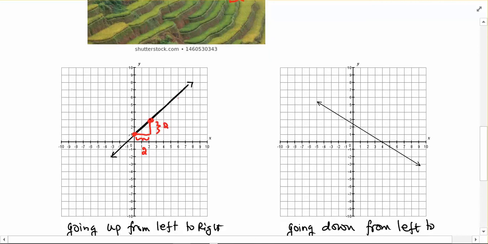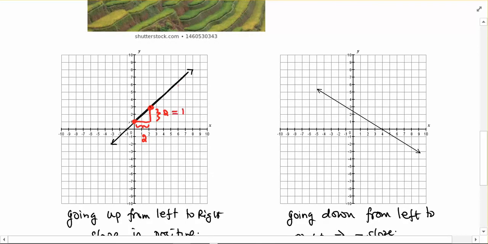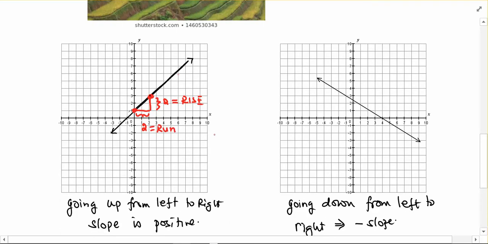a 2. So that's called the rise, and this is called the run, right? And the slope is equal to the rise divided by the run. That's how the slope score is figured out. So in this particular problem, that would be 2 over 2, which is of course the fraction 1, or 1 over 1 if you want to talk about it.